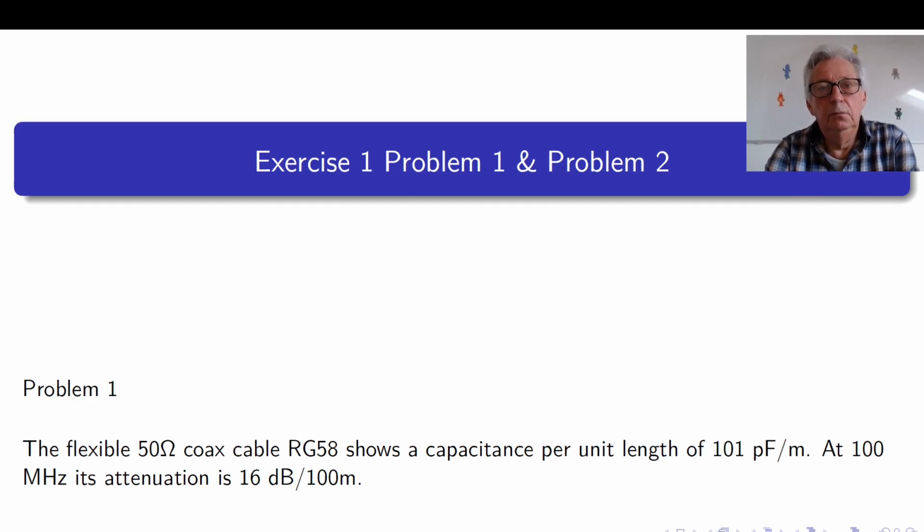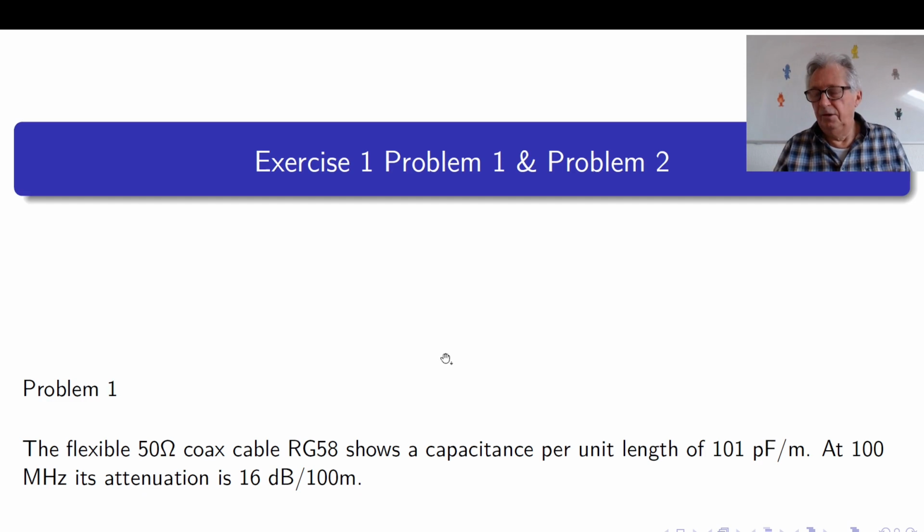So hello together. Today I want to start with the exercise, and in the first problem we will discuss a coaxial cable which shows a characteristic impedance of 50 ohm, and this coaxial cable is called RG58, which is usually used in the laboratory, and it shows a capacitance per unit length of roundabout 100 picofarad per meter, and the manufacturer gives the attenuation of the cable at 100 megahertz with an attenuation of 16 dB per meter.